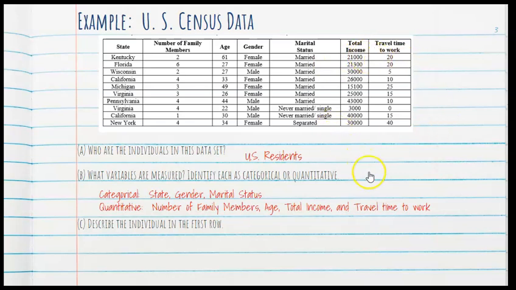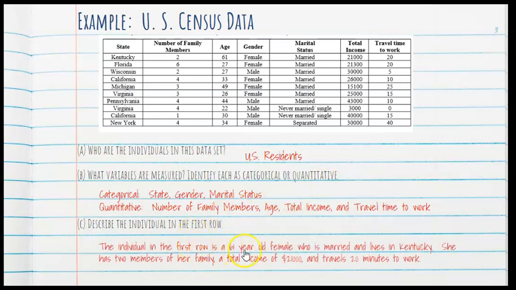So I'm going to put this in a normal grammatical sentence. The individual in the first row is a 61-year-old female who is married and lives in Kentucky. She has 2 members of her family, a total income of $21,000, and travels 20 minutes to work. So in stats, grammar is important, sentences are important, so don't just list out stuff. If it asks you to describe, you're expected to use regular sentences.